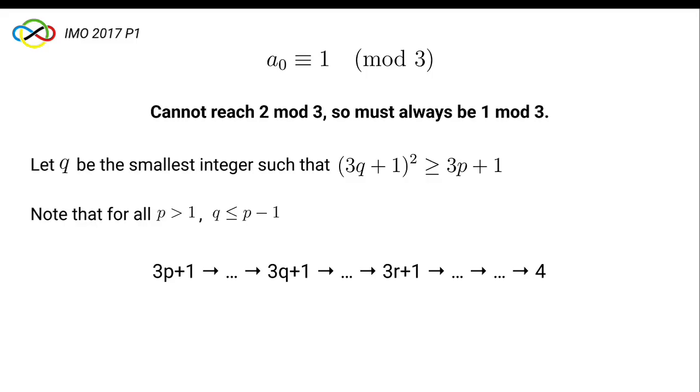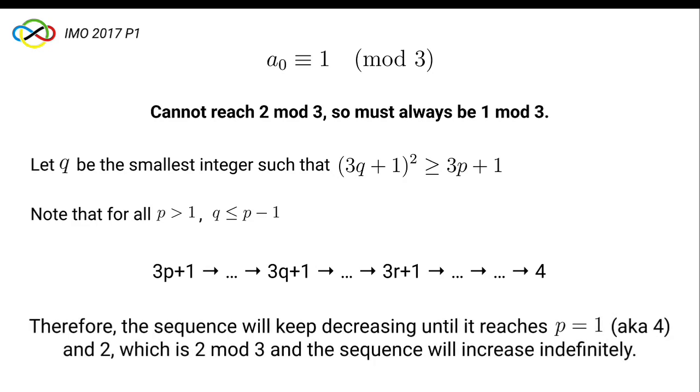Since we've proven that q is less than or equal to p minus 1, we can do the same thing as before. So 3p plus 1 will enter this sequence of operations until it reaches 3q plus 1, which is strictly less than 3p plus 1. And then it goes to 3r plus 1, and so on and so forth, until it reaches 4, which is when p is equal to 1. So 4, as we've seen before, goes to 2, which goes to 5, and so on. It just doesn't repeat.